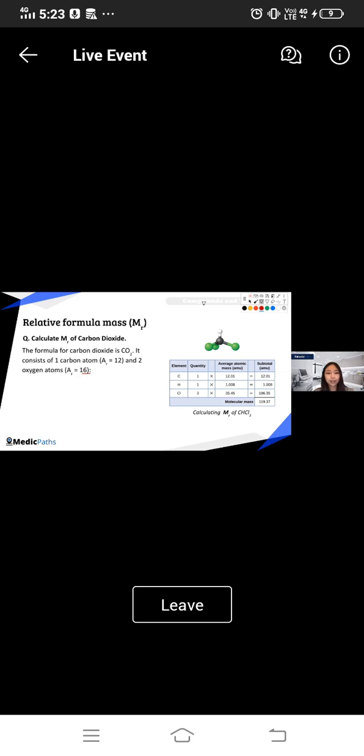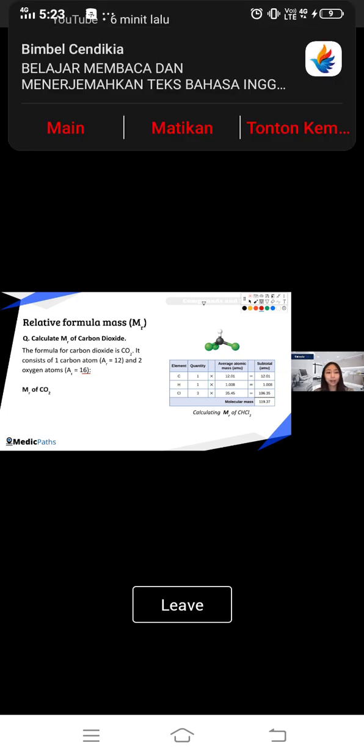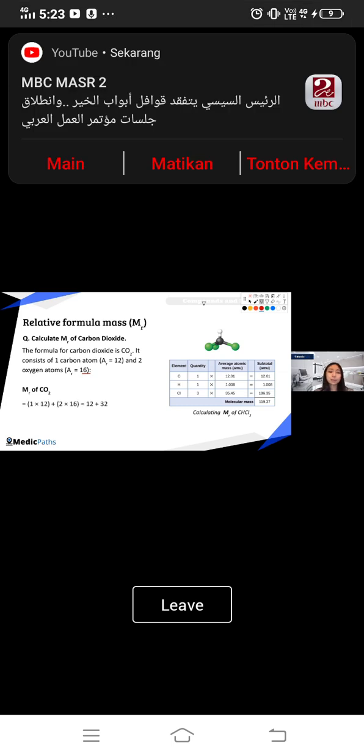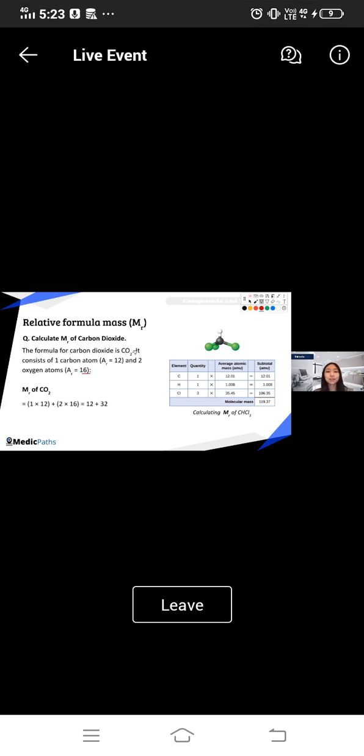You don't need to get the final answer as long as you were able to plug in the numbers. So the Mr of CO2: you've got 1 carbon atom and 2 oxygens. So 1 times 12 for the carbon, and 2 times 16 for the oxygen. That equals 12 plus 32.